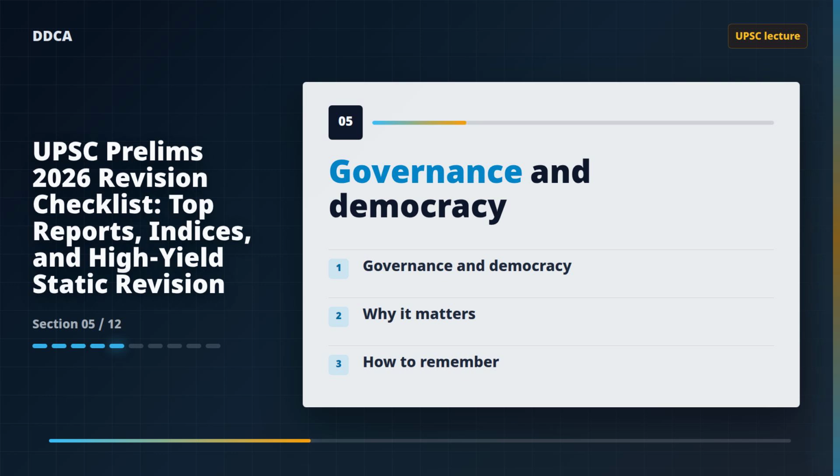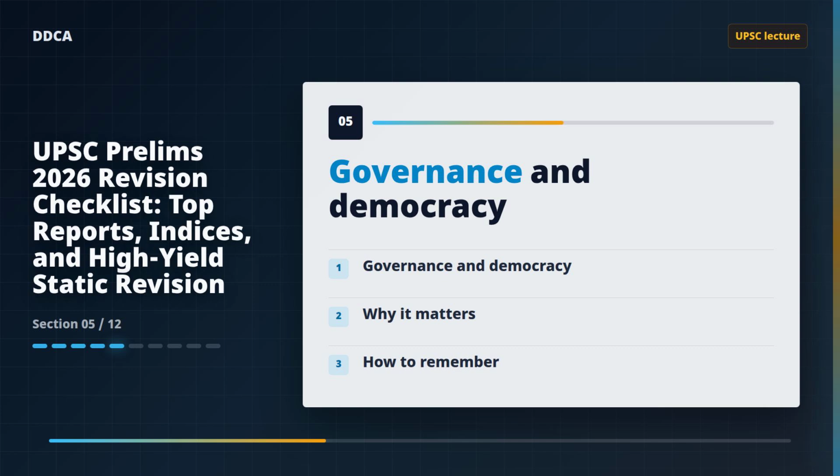For UPSC, the more important skill is to identify the theme correctly. Is the report measuring transparency? Is it measuring civil liberties? Is it measuring administrative quality? Is it measuring democratic participation? This matters because a question may ask the purpose of the index, not the exact rank.